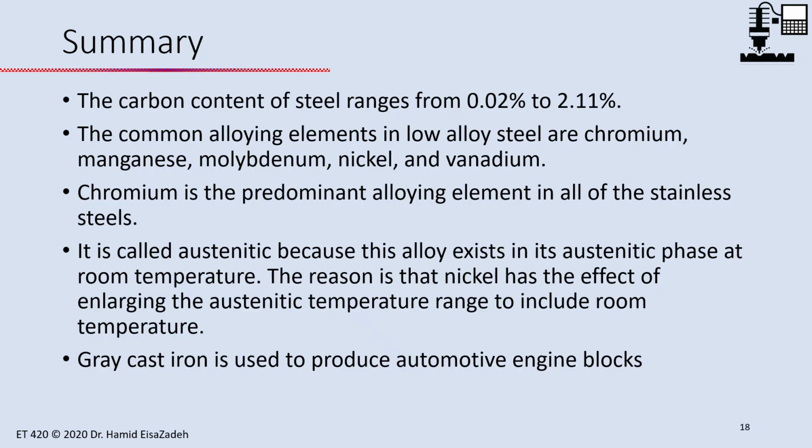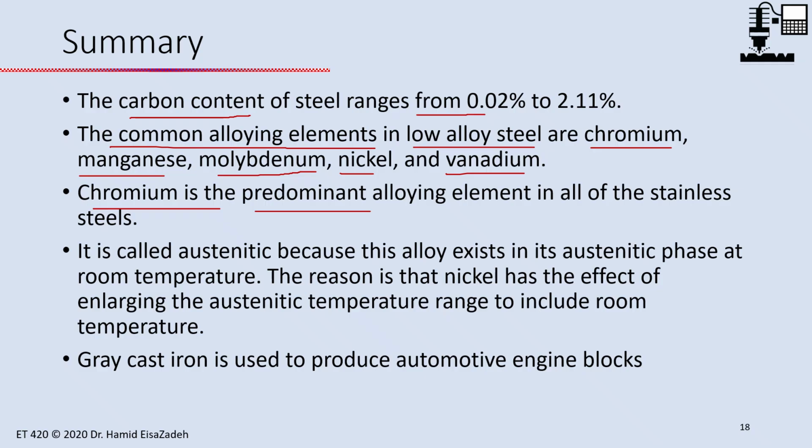Here are some takeaway points from this lecture. The carbon content for a steel ranges from 0.02 weight percent up to 2.11%. The common alloying elements in low alloy steel are chromium, manganese, molybdenum, nickel, and vanadium. Chromium is the predominant alloying element in all stainless steel. It increases the corrosion resistance of the steel.